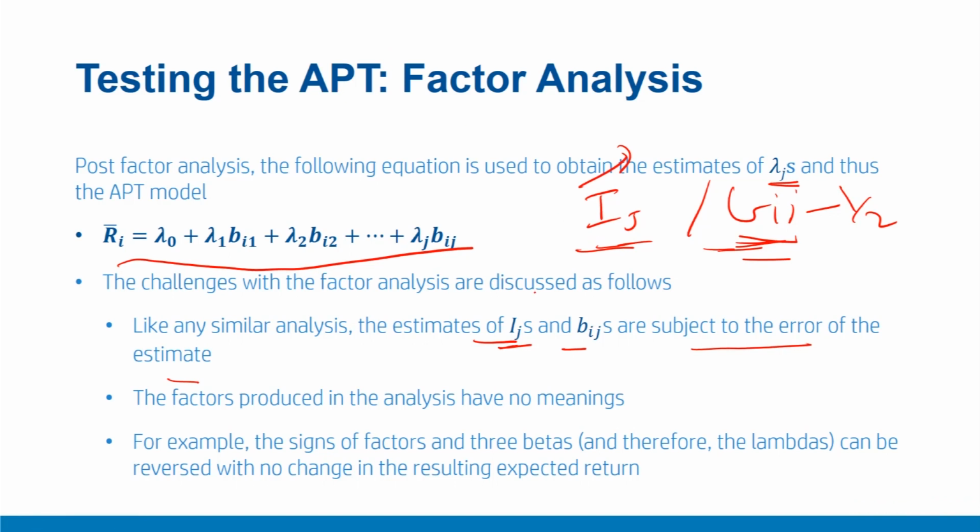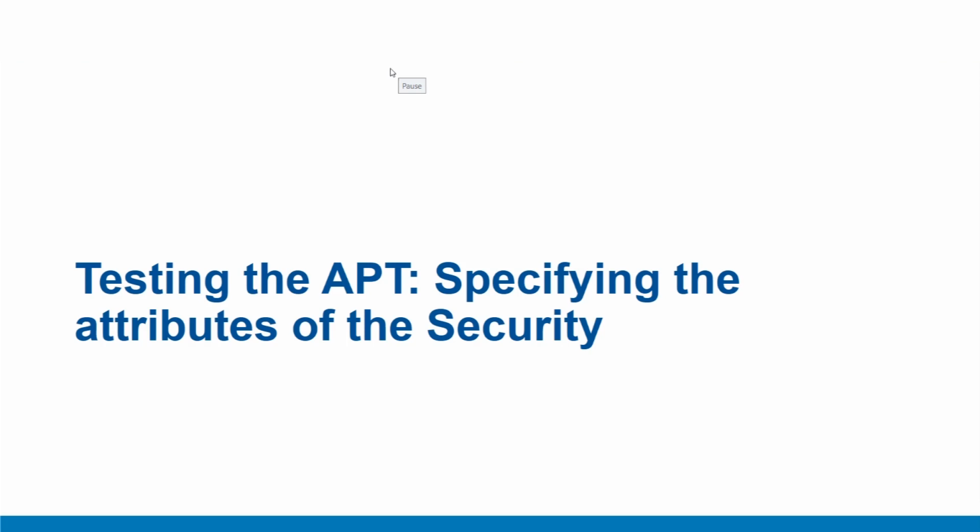To summarize, in this video we discussed how we can obtain Iijs and Bijs as a part of factor analysis. However, we also noted that these estimates are subject to error of estimation, and second, these estimates do not have any special economic meaning as provided by factor analysis. That economic intuition or interpretation has to come from theory or from outside factor analysis.